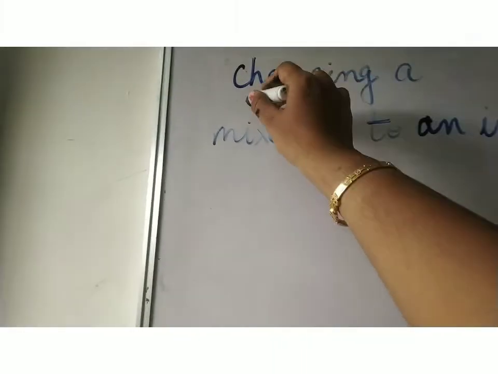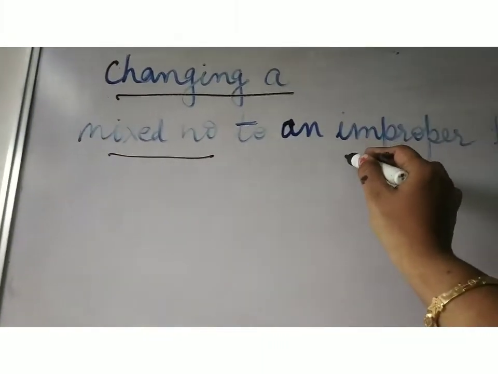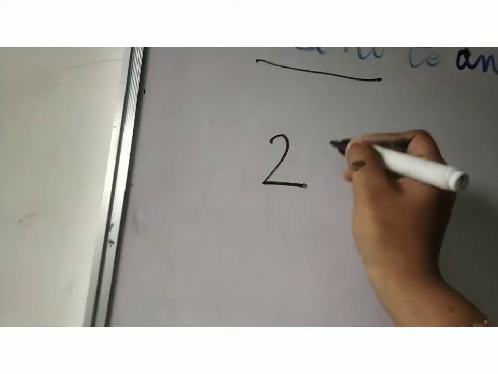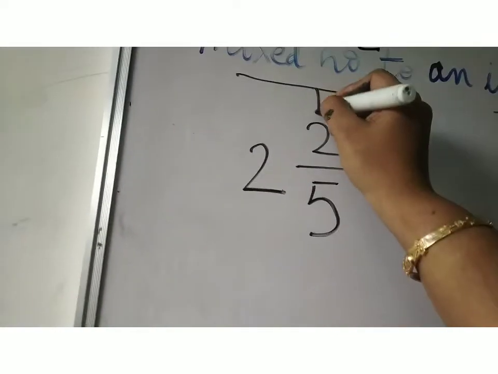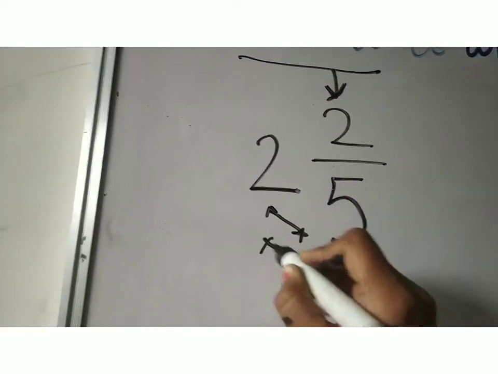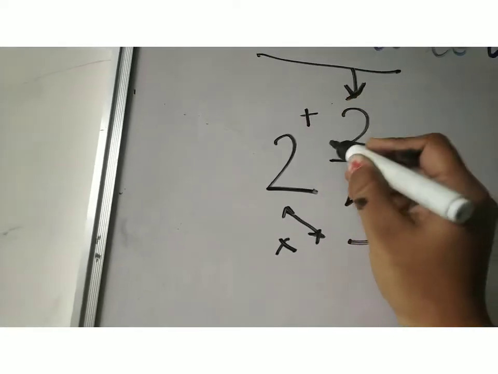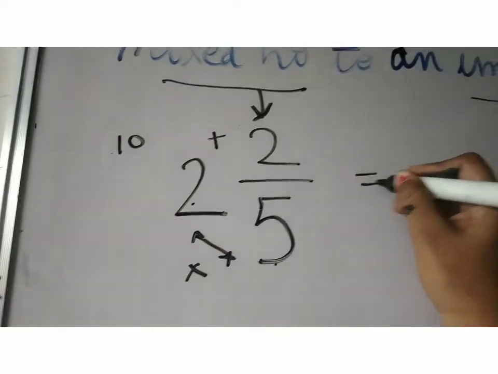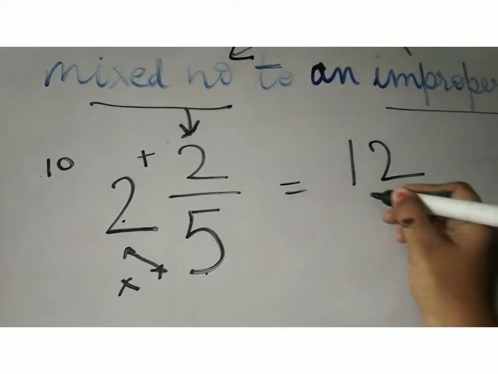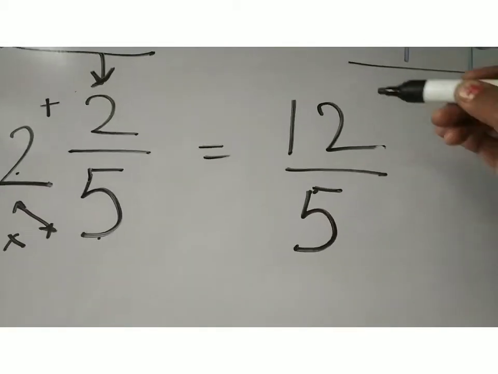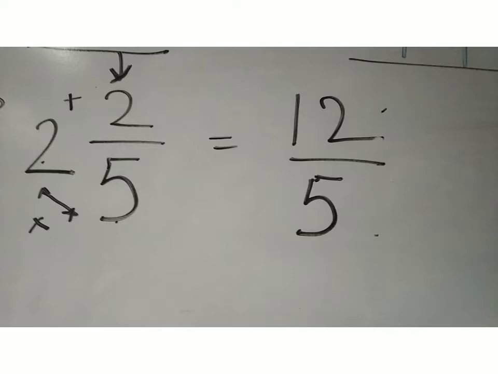Now we will learn changing a mixed number to an improper fraction and vice versa. So I am taking an example, 2 2/5. This is a mixed number. For this, I will multiply these two numbers and whatever product I get, I will add it to 2. So 5 2s are 10 and 10 plus 2 is 12. 5 I will write as it is. So this is an improper fraction because in this, the numerator is bigger than the denominator.